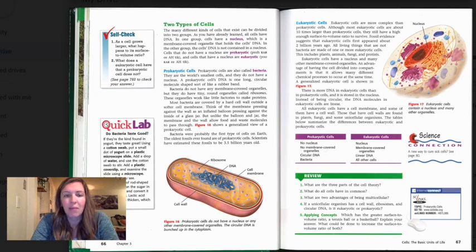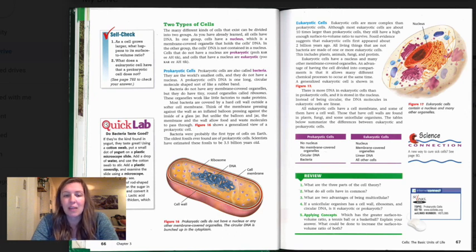Most bacteria are covered by a hard cell wall outside a softer cell membrane. Think of the membrane pressing against the wall as an inflated balloon pressing against the inside of a glass jar. But unlike the balloon and jar, the membrane and the wall allow food and waste molecules to pass through. Figure 16 shows a generalized view of a prokaryotic cell.